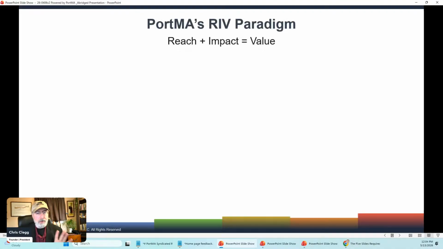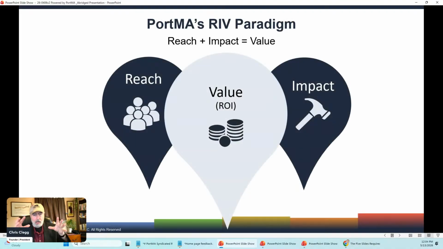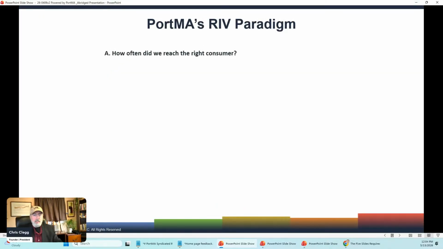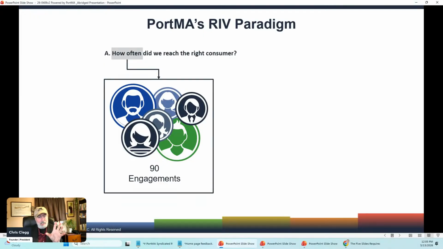So that said, let me walk you through how we develop that ROI. It's important to start by understanding that reach and impact come together to form that ROI, and therefore our data collection is focused on that reach and impact and the metrics involved in that. So let's look at a typical activation day and suggest that we're at an event and we had maybe 90 engagements at that event. And this is related to that question of how often did we reach the right consumer. And when it comes to that 90 engagement count, which you're pretty used to counting and probably reporting on, that's the how often component. That's the quantity aspect of what we're trying to measure.